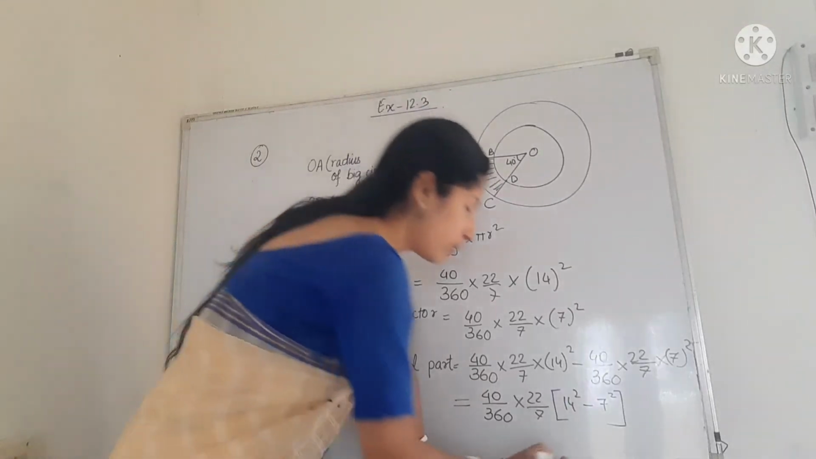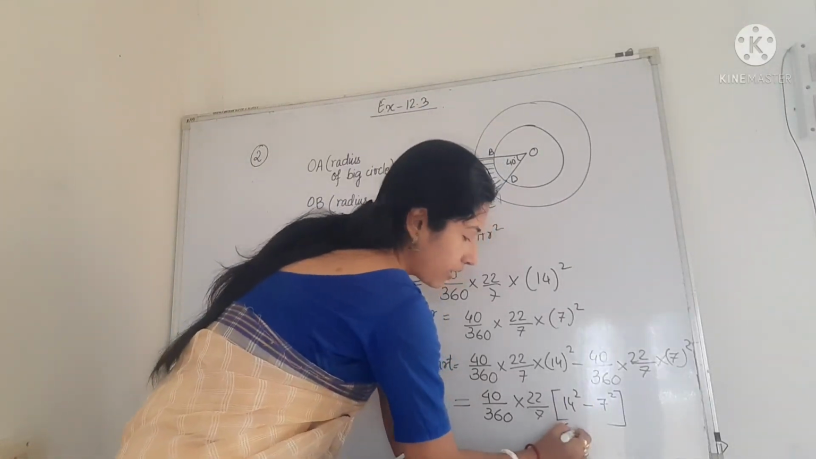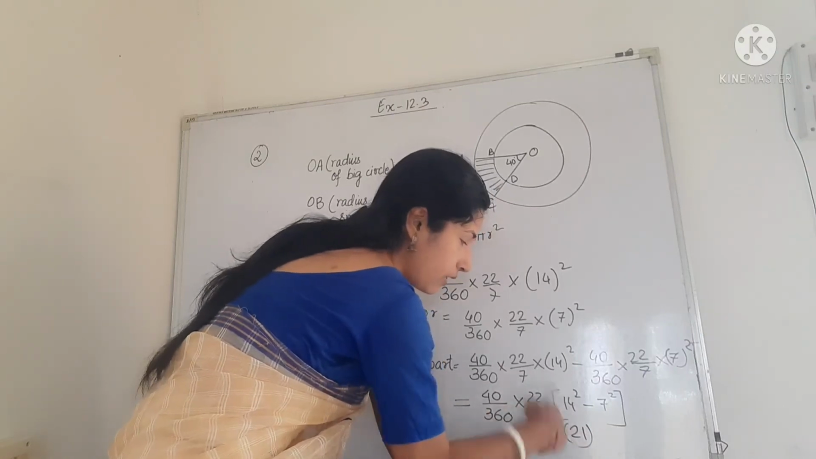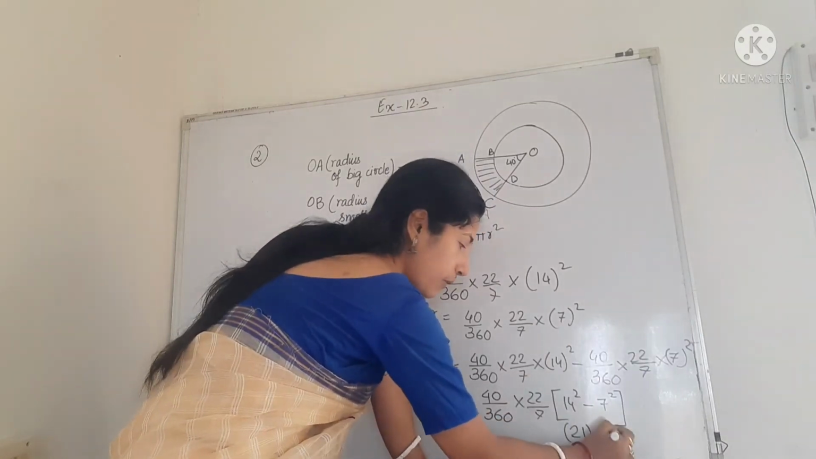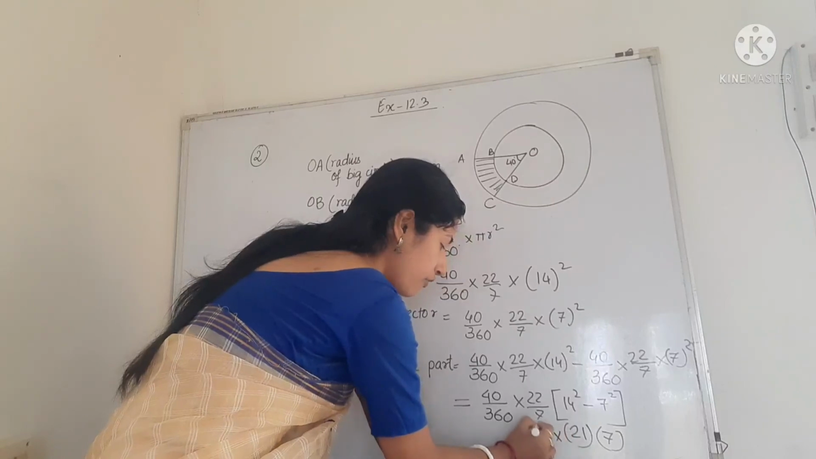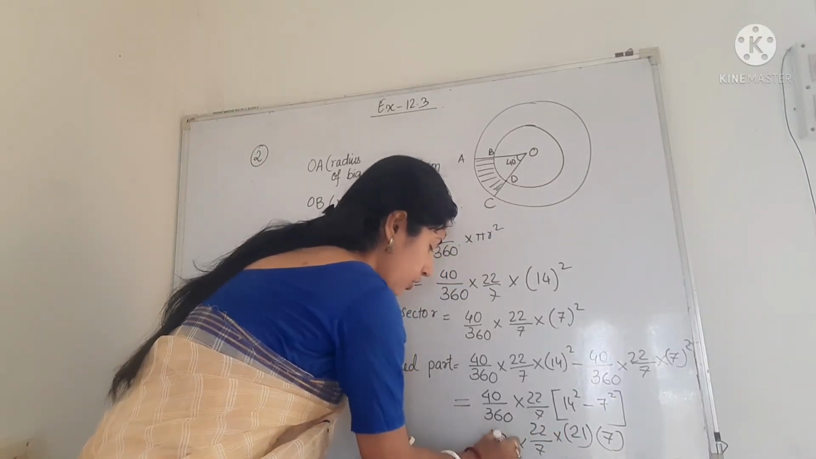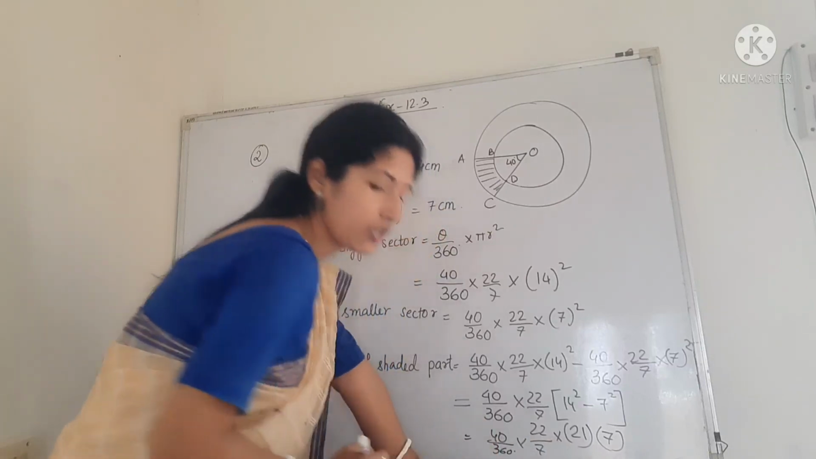That will be 14 plus 7 into 14 minus 7. That means finally you will get 21, that is 14 plus 7, and then 14 minus 7 will be 7. After that you can easily simplify this expression. So student, try to do the question.